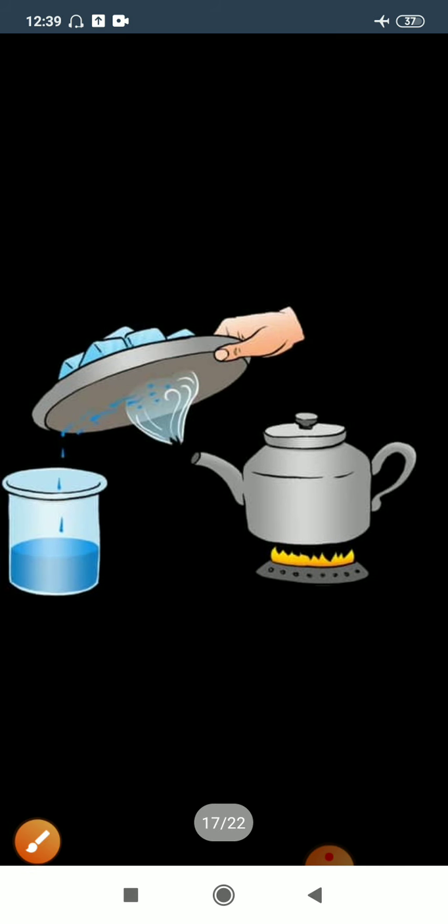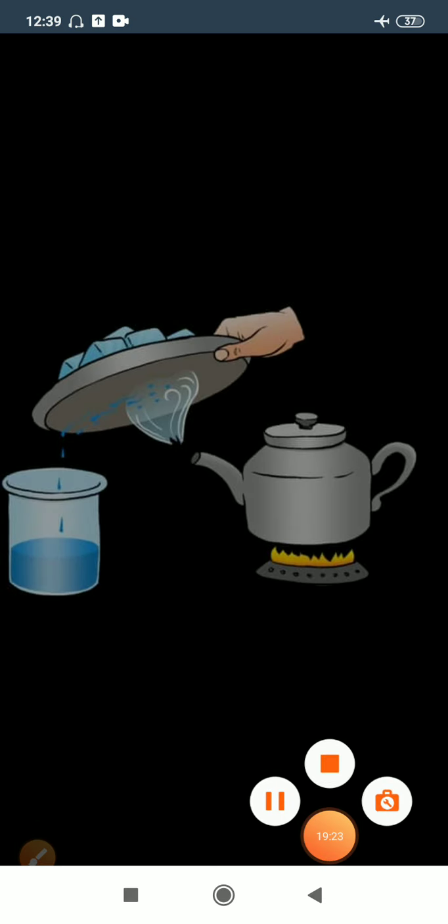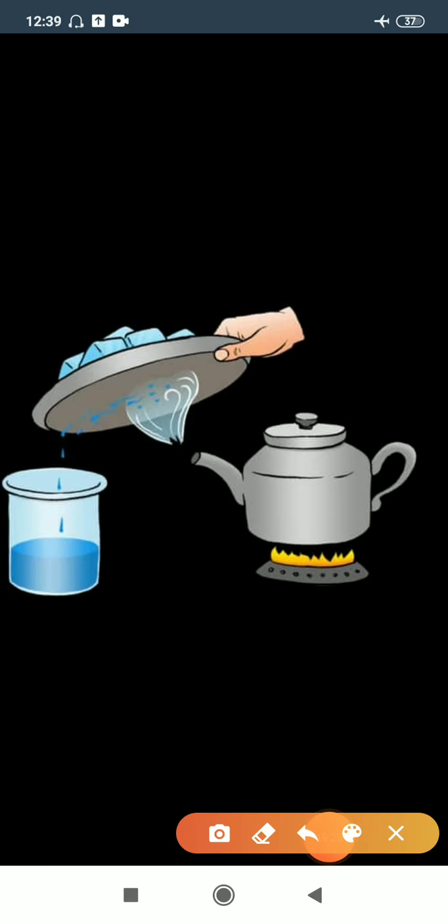Now this method is very important. This method is used to separate the components from the mixture of salty water to pure water. Now you can see here a kettle is situated here, the beaker is here, this is a metal dish.